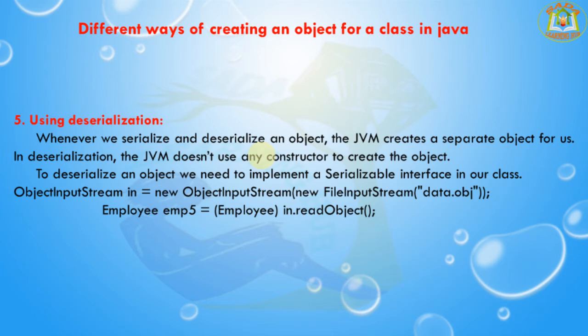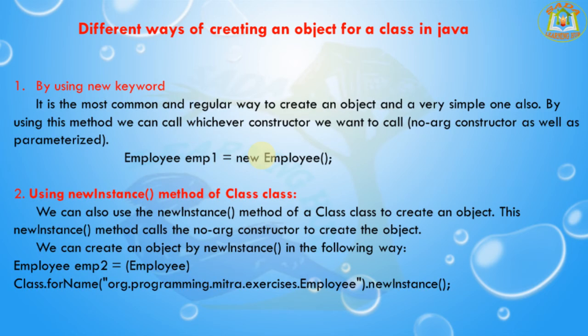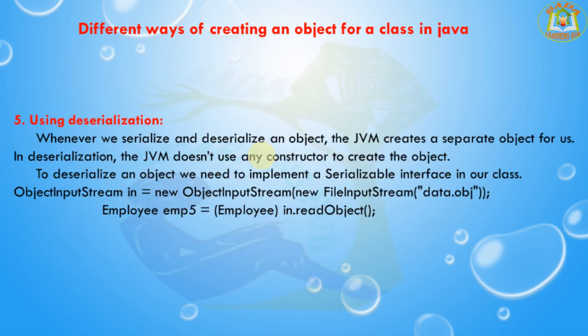These are the different ways to create an object of a class: by using the new keyword, or by using static factory methods, or by using instance factory methods, or by using the newInstance methods, clone methods, and the deserialization process to create an object of a class in Java programming language.